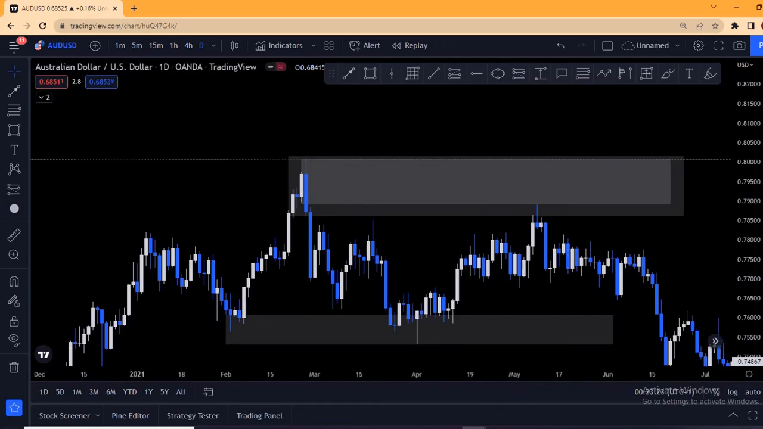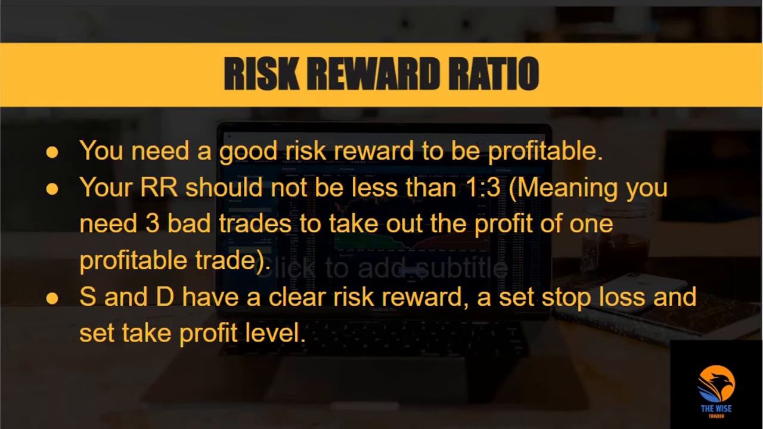Alright, so let's go back. Good risk reward ratio. You need a good risk reward ratio to be profitable in forex. Trust me, you don't want to be taking 1-to-1s or 1-to-2s. You want to be getting at least 1-to-3, meaning that you need 3 bad trades to take out the profit from one good trade. So you need at least a 1-to-3 risk to reward.